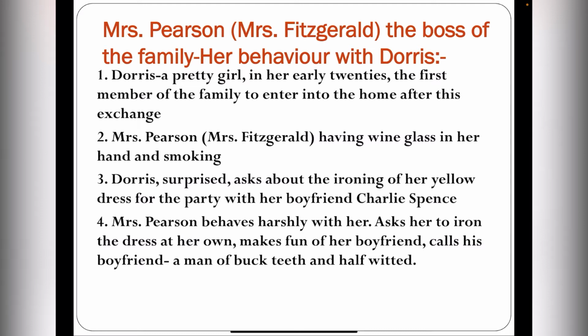Doris is shocked at the unusual behavior of her mother. Then she tells her mother that she is going out with Charlie Spence. Mother asks her whether she could not find anybody better than buck-toothed and half-witted Charlie Spence. This is too much for Doris. She runs out of the room with tears in her eyes. This is the first time that Doris Pearson sees this behavior of her mother.